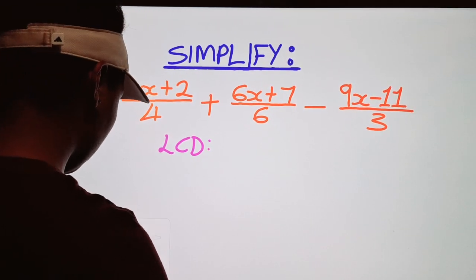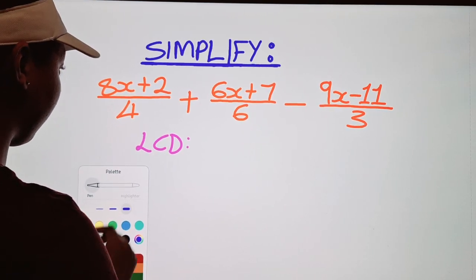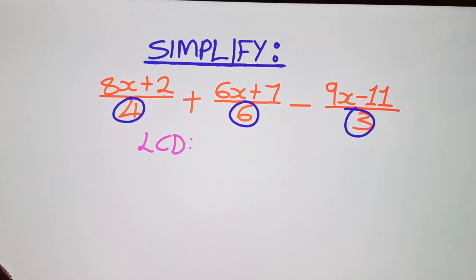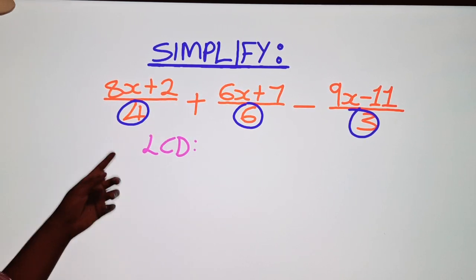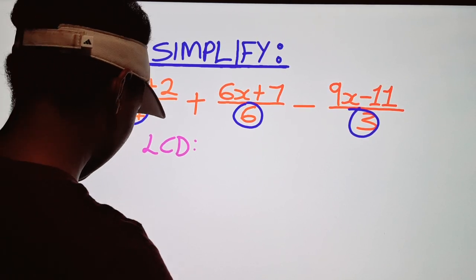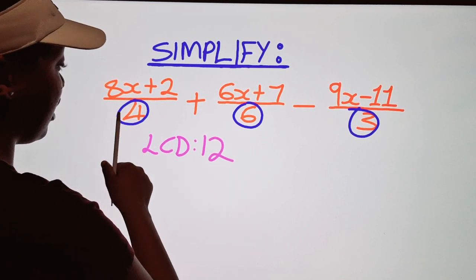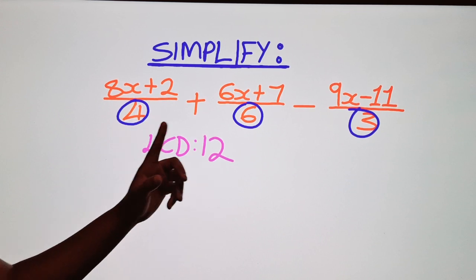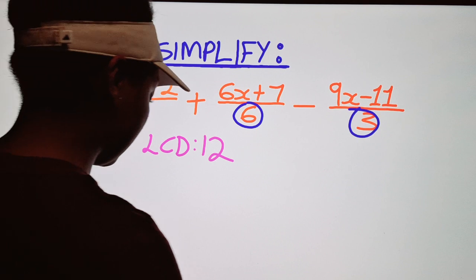So let's look at our denominators here. I'll highlight them for you: 4, 6, and 3. These are our denominators, the numbers at the bottom. By looking for the lowest common denominator, we are looking for the lowest number that 4, 6, and 3 can enter into without leaving any remainder. You get the point? In this case, our LCD is going to be 12. 4 gets into 12, 6 gets into 12, and 3 gets into 12, and none of them leaves a remainder. It's the lowest number that all of them can enter into without leaving a remainder, so that's why we say it's the LCD.